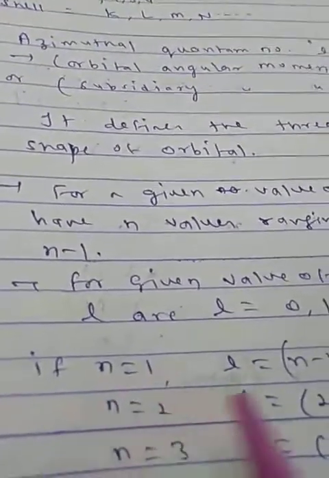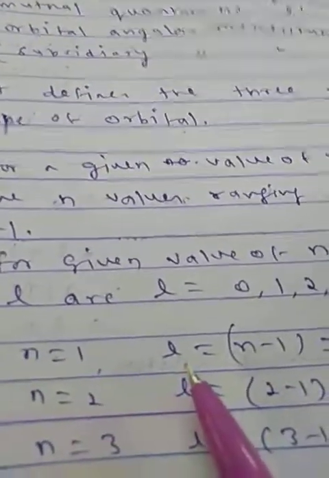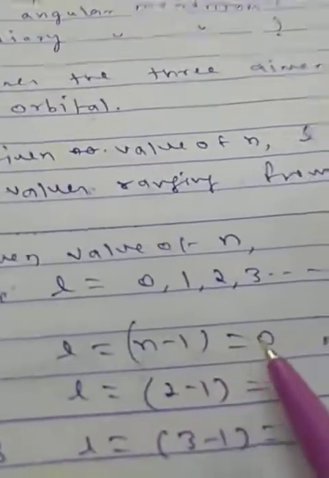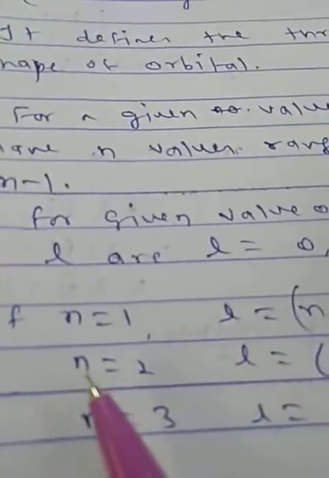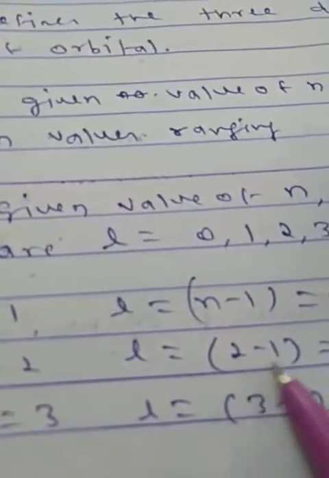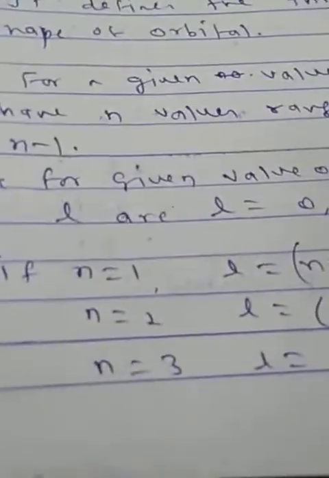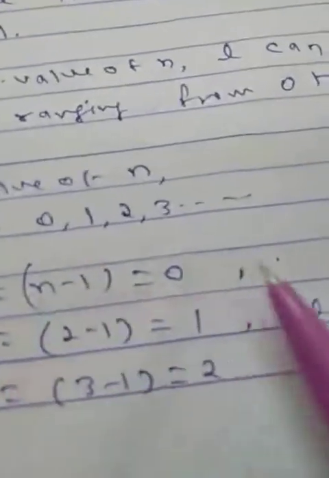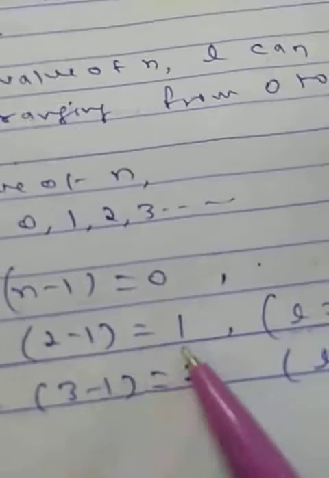If n is equal to 1, then the formula l is equal to n minus 1, that is 0. If the principal quantum number n is 2, then l is equal to n minus 1, that is 2 minus 1, which is 1. n is equal to 3, l is equal to 3 minus 1, which means 2. So 0 means 1 value. 2 minus 1 means 2 values: they start with 0 and then 1. l is equal to 2 means they have 3 values: 0, 1, 2.